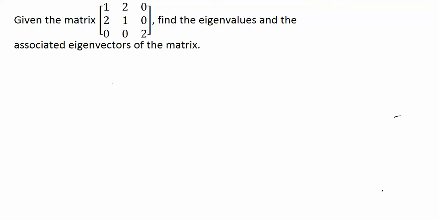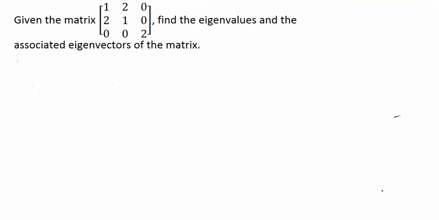In this example, we've got a 3 by 3 matrix and we're looking for the eigenvalues and eigenvectors. Notice that this matrix is symmetric, so we can be sure that the eigenvalues are all real and that the eigenvectors are going to be mutually orthogonal, or mutually perpendicular. So let's begin the process the way we always do.